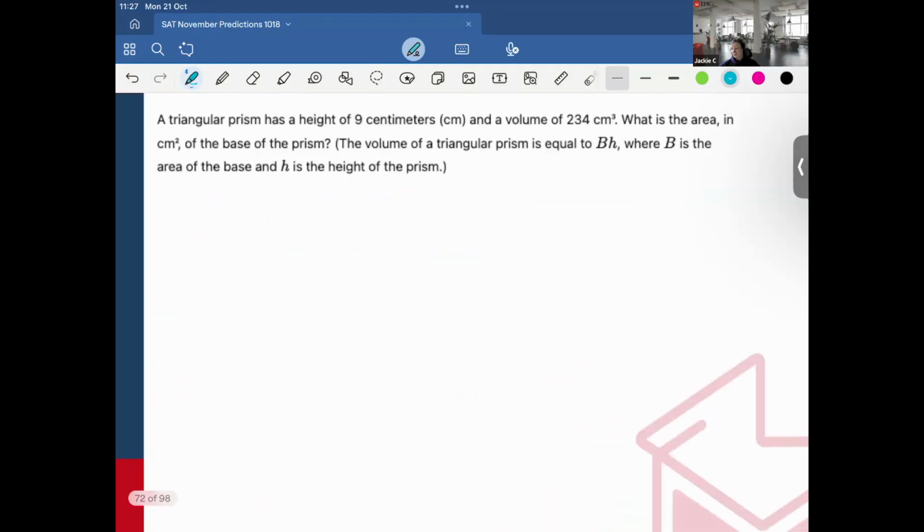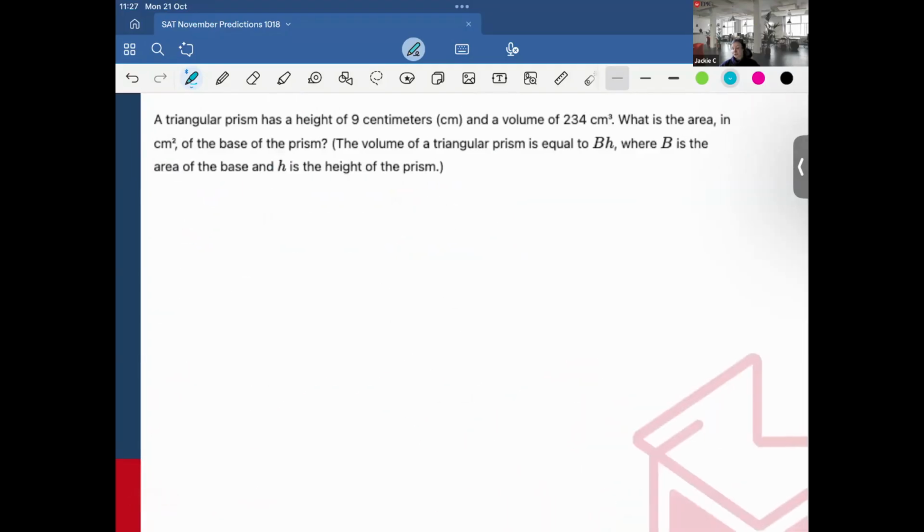Amazing. Continuing our journey. Okay, a triangular prism has a height of 9 centimeters and a volume of 234 centimeters cubed. What is the area in centimeters squared of the base of the prism? The volume of the triangular prism is equal to base times height, where b is the area of the base and height is the height of the prism. Wow, that was so nice of them to give us this in parentheses. And remember, they do occasionally do this, depends on the exam and the problem.